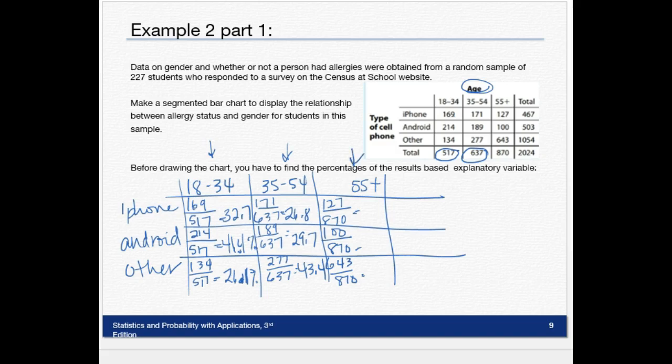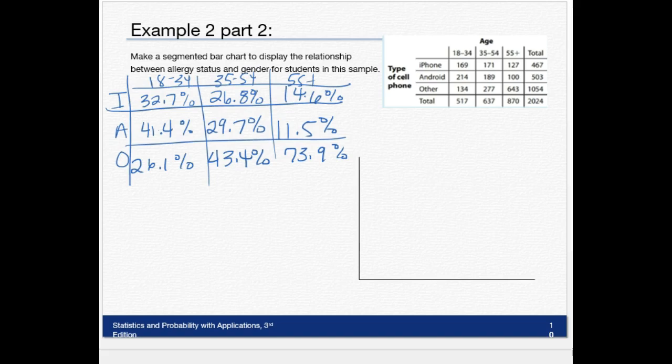Then I do the same thing for this last category. You can see I took the individual total of that age group divided by the column total of 870. And so here are my percentages: 14.6%, 11.5%, and then 73.9%. Now, these percentages are essential to be able to make the segmented bar graph. So we're going to use those percentages to draw the graph. What I have here are my percentages for each of the categories that we calculated on the previous slide. So now we make a segmented bar chart.